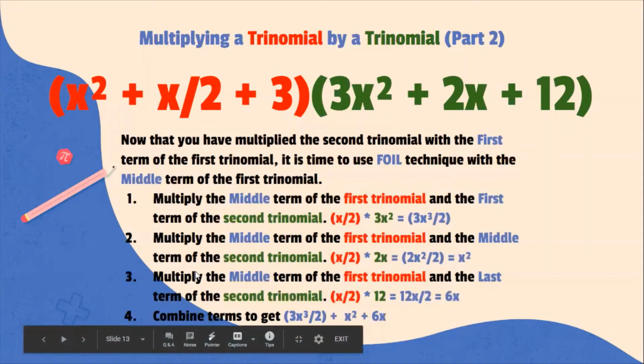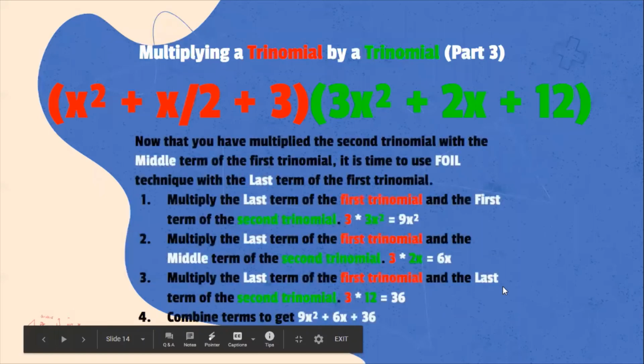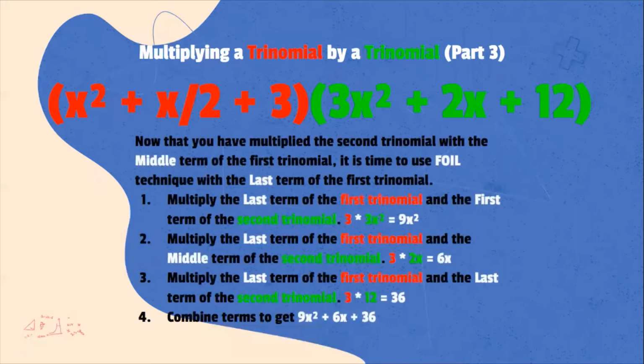Then we're going to multiply the middle term of the first trinomial and the last term of the second trinomial. So we'd multiply x over 2 times 12, which would get us 12x over 2, and that can be simplified to just 6x. So then for this part, the final expression would be 3x cubed over 2 plus x squared plus 6x.